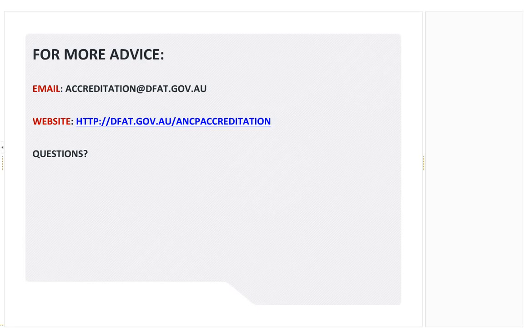We're also hoping to hold some information sessions. So for current accredited NGOs, in the most recent ANCP bulletin, which I know you all read, we advised of when those information sessions are being held. For new NGOs, if you're looking at applying and want to find out when those sessions are, because I can't remember the date exactly now and I want to give you the right information, just email accreditation@dfat.gov.au.